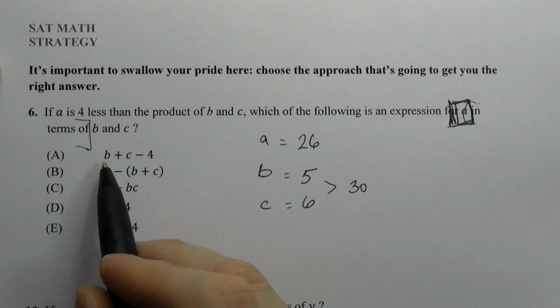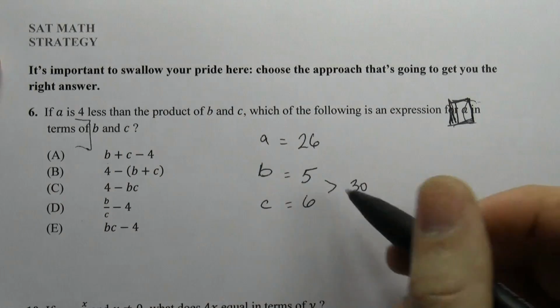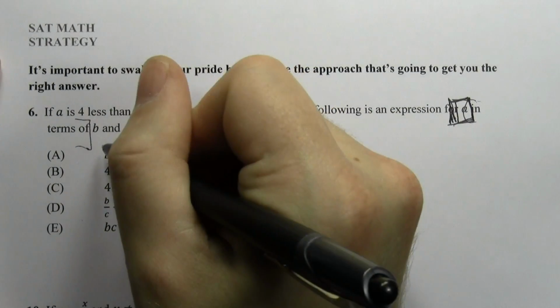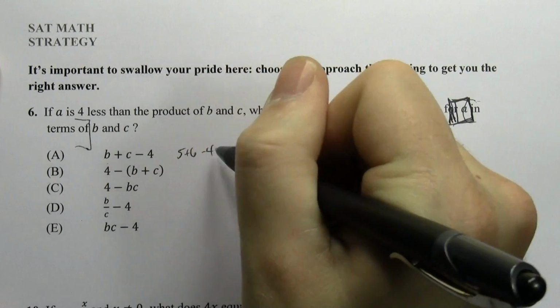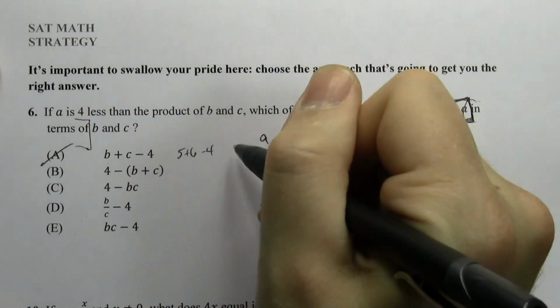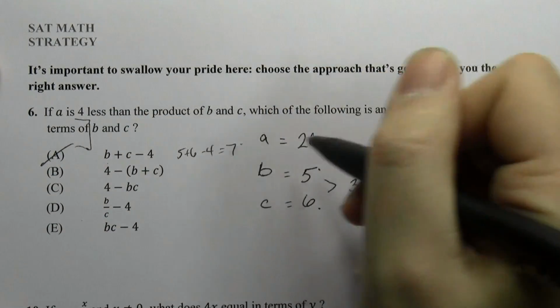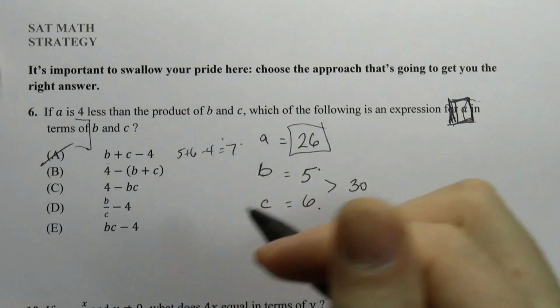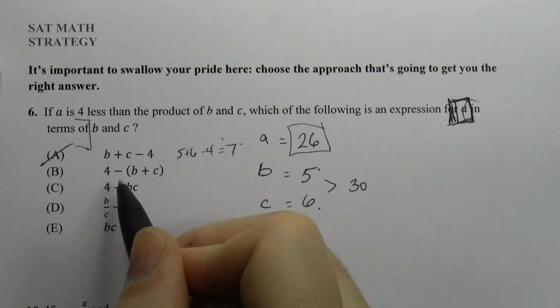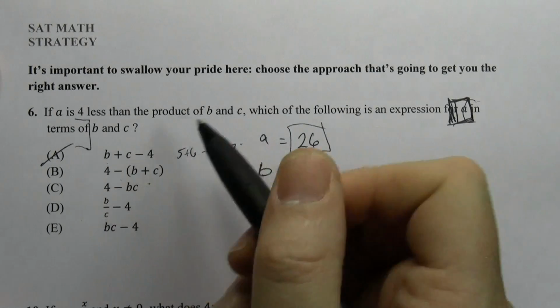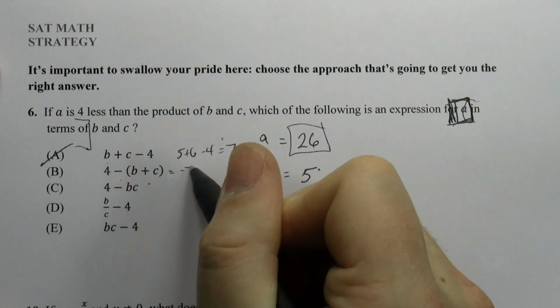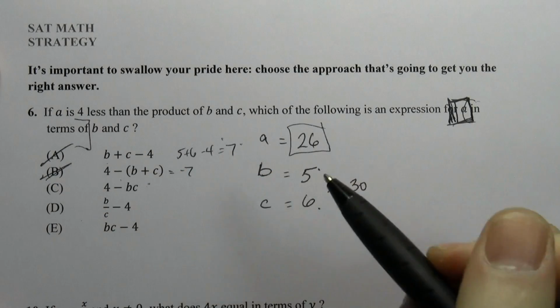So let's just look at this. We have B plus C minus 4. We said that B is 5 and C is 6, so 5 plus 6 minus 4 is 11 minus 4, which is 7. Good. We're checking to see if 7 equals our target number, 26. It doesn't. Next, 4 minus B plus C. We already said that B plus C is 11, and 4 minus 11 is negative 7. That's clearly not right.